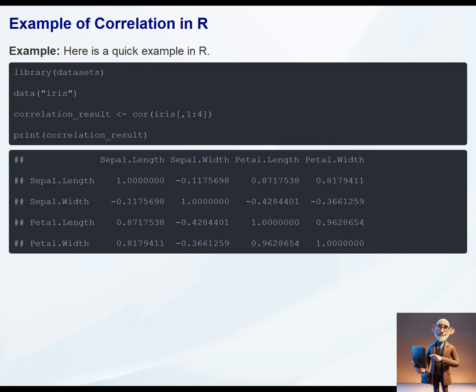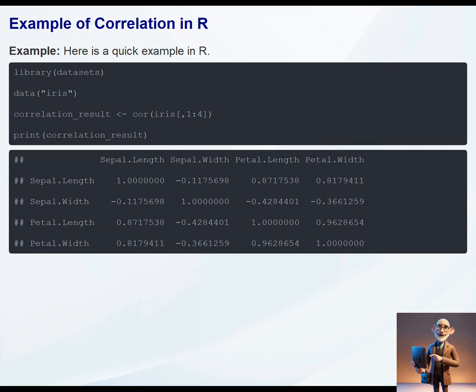Here, we're going to explore the world of correlation coefficients and how to interpret them numerically, using a quick example in the R programming language. In the example on this slide, we're working with the iris dataset, a classic in the realm of data science. We're interested in understanding the correlation between different attributes of iris flowers. Let's take a look at the R code snippet provided.